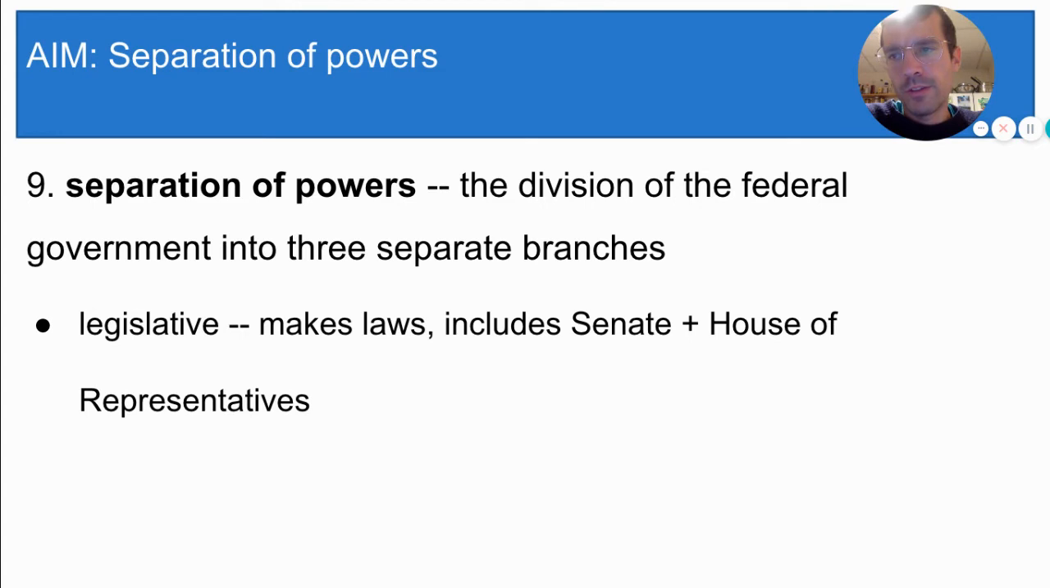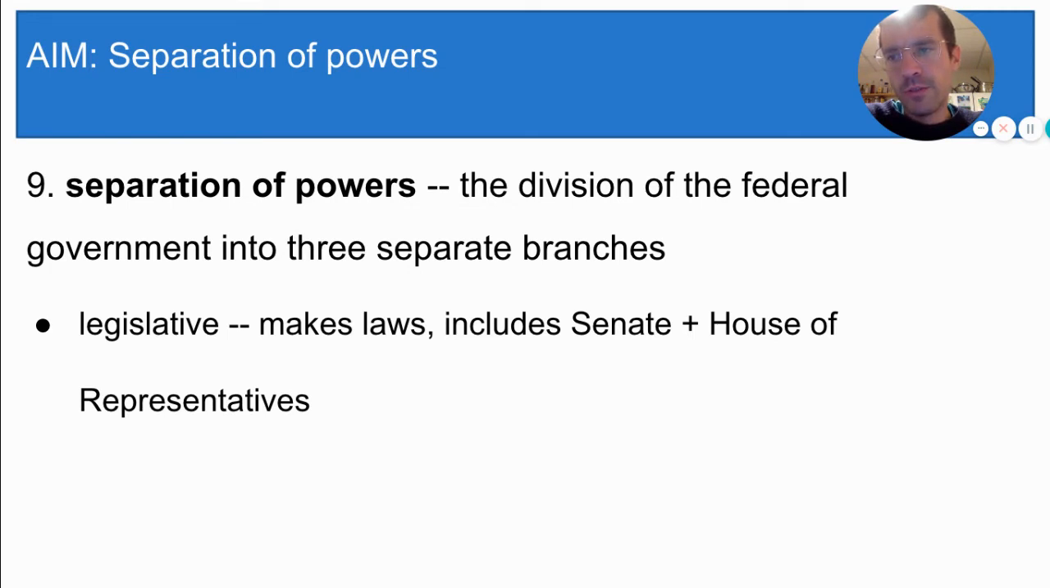The first branch is called the legislative branch, and its job is to make laws. We also call the legislative branch Congress, and we call the members of this branch congressmen and congresswomen. We also refer to the members of the legislative branch as lawmakers because their job is to make and pass laws.